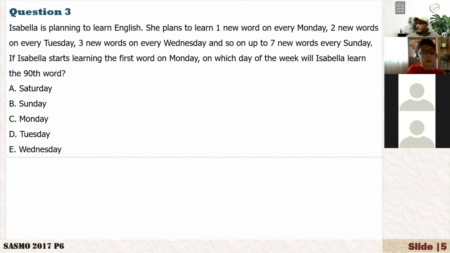Isabella is planning to learn English. She plans to learn one new word on every Monday, 2 new words on every Tuesday, 3 new words on every Wednesday, and so on up to 7 new words every Sunday. If Isabella starts learning the first word on Monday, on which day of the week will Isabella learn the 90th word?